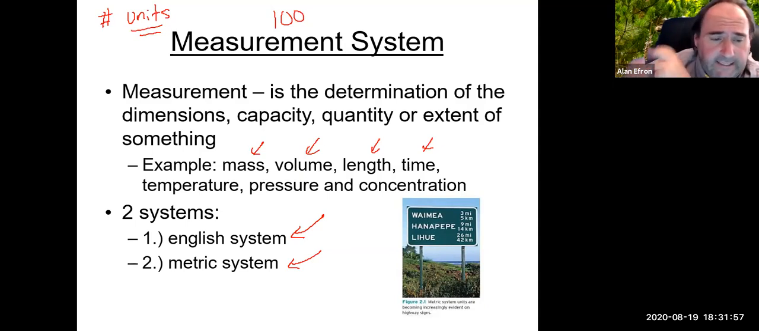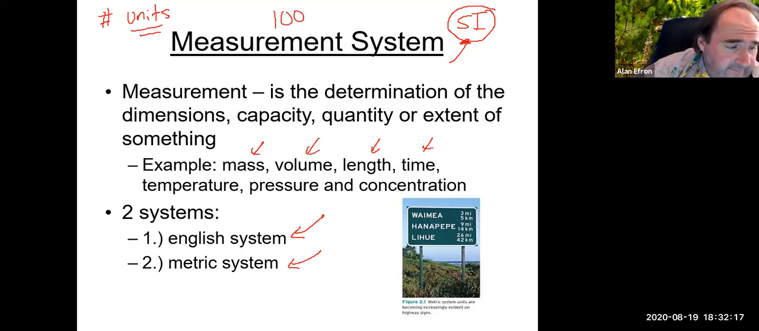So believe it or not, in like 1960, they had a conference on units. Probably was a lot of fun, probably not. But they came up with what you'll sometimes hear in chemistry, not so much in your textbook, but in your lab manual, what's referred to as the SI unit of measurement. The SI units are the International System of Units, which is what SI stands for. And it's really based off of the metric system.